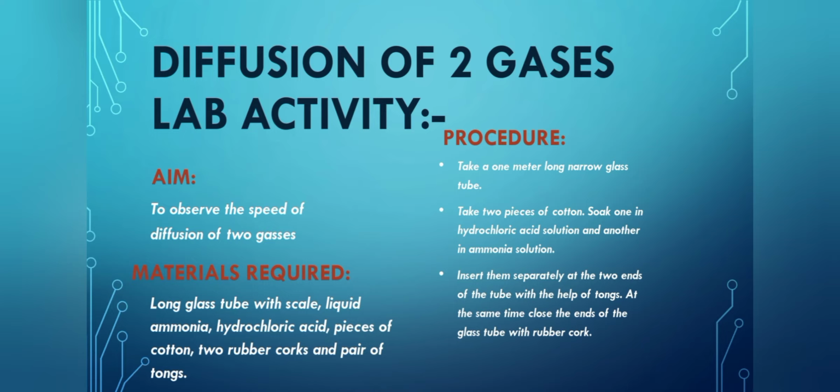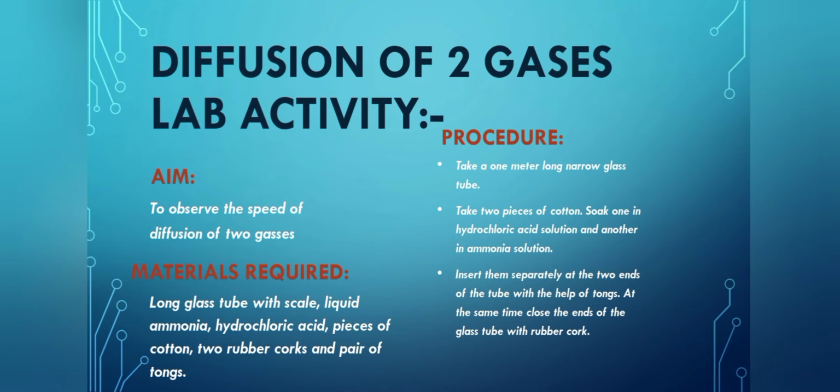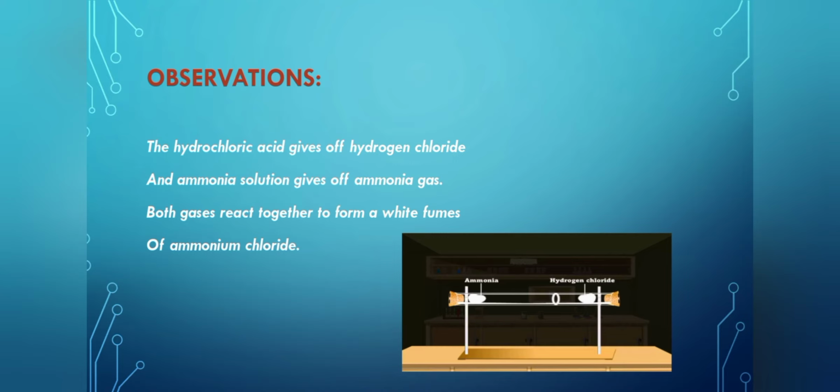The procedure for this activity is: take a 1 meter long narrow glass tube. Take two pieces of cotton, soak one in hydrochloric acid solution and another in ammonia solution. Insert them separately at the two ends of the tube with the help of tongs. At the same time, close the ends of the glass tube with rubber corks. We can observe that the hydrochloric acid gives off hydrogen chloride and the ammonia solution gives off ammonia gas. Both gases react together to form white fumes of ammonium chloride.